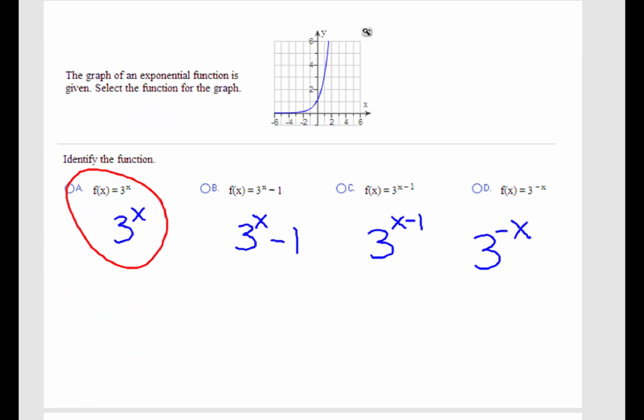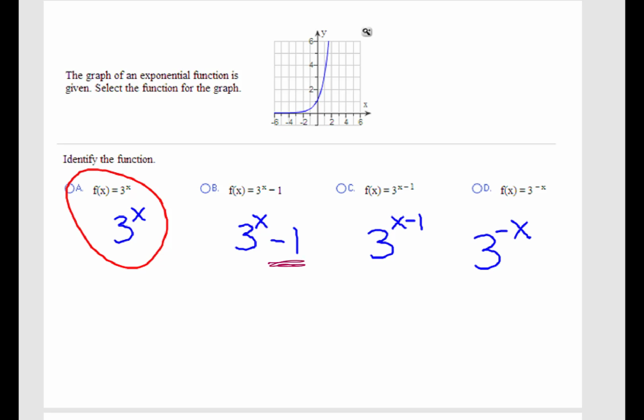Nope, this one has the answer on it. So pretend like you don't see the answer. It says the graph of an exponential function is given. Select the function for the graph. Same thing. You can graph all of these and see which one produces this graph. Now, you can use process of elimination if you remember transformations.